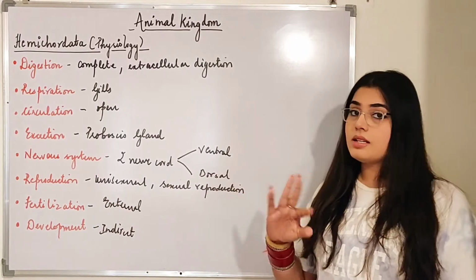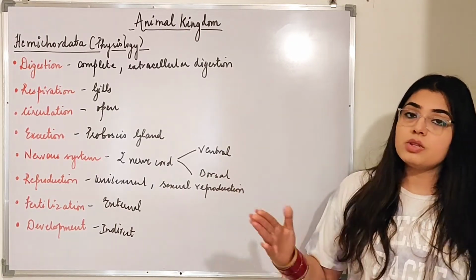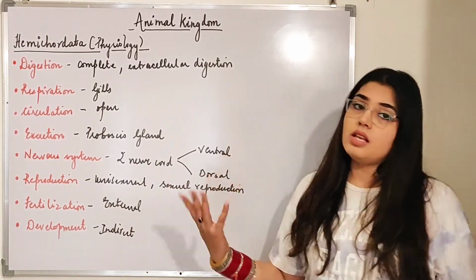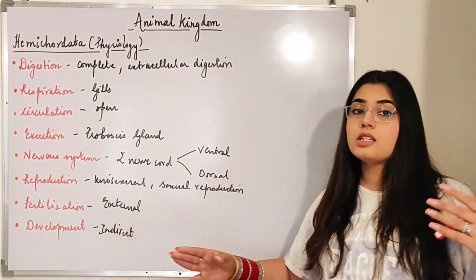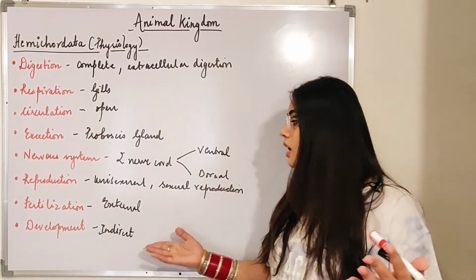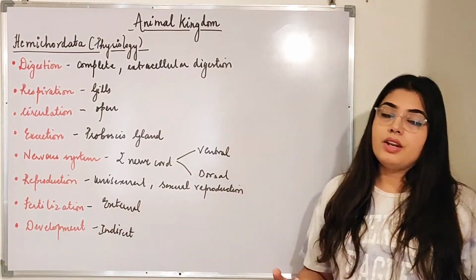Reproduction is unisexual. That means separate sex organs are present. Male is separate, female is separate. Therefore, sexual reproduction will take place. Then fertilization is external, that means outside the body, and development is indirect.